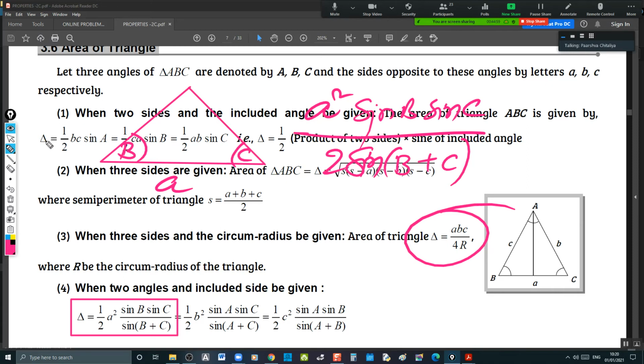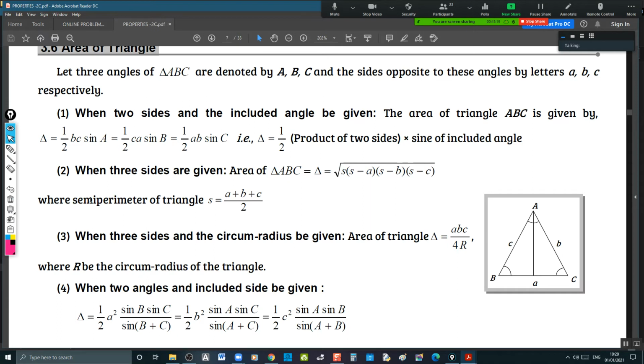If a side and included angles are given, then you have to make use of this formula: A square sine B sine C by 2 sine of B plus C. Next one.